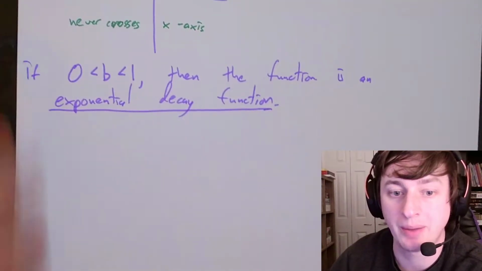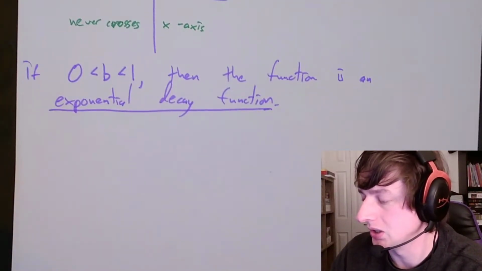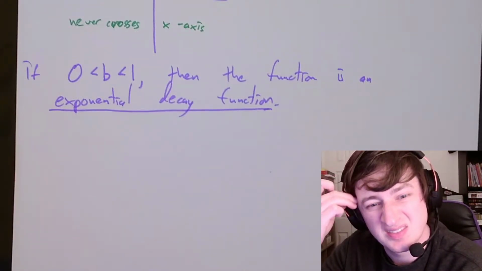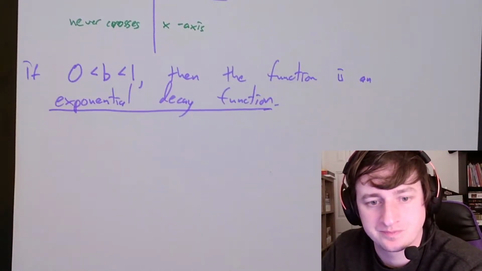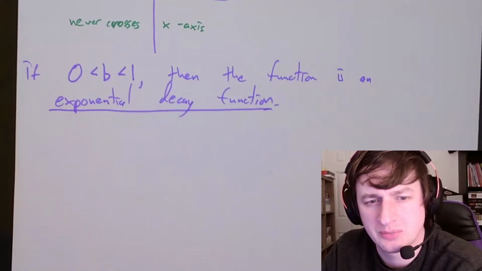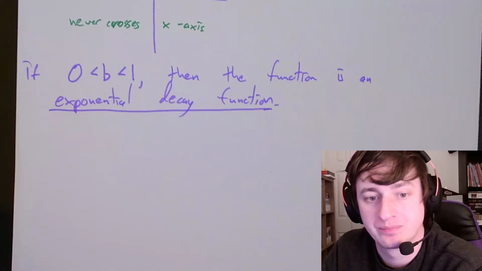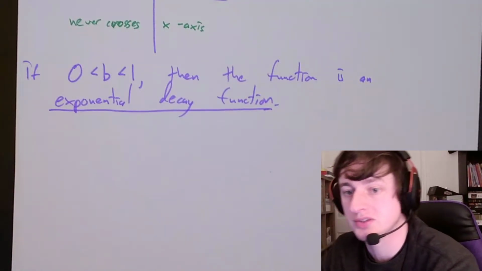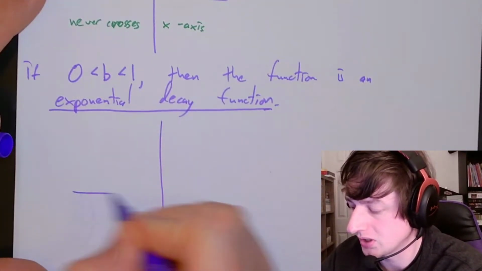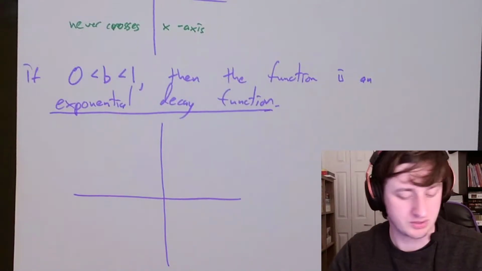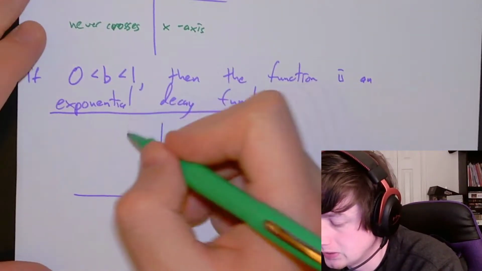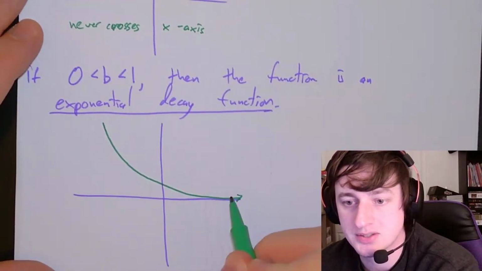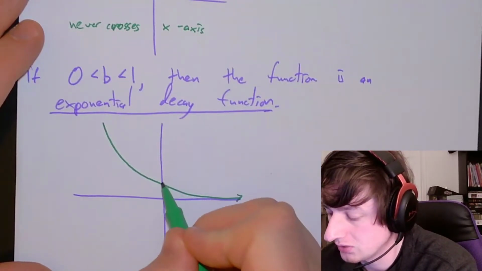This could be a population. It could be like cells dying. I'm trying to think of any other real world decay examples, but it's decaying exponentially, which means it's getting smaller every time, but it's not ever going to cross the x-axis. When we draw our decay function, it's going to have this curvy part, and then it's going to approach zero. It's never going to cross this x-axis. It's just going to get really close to it.